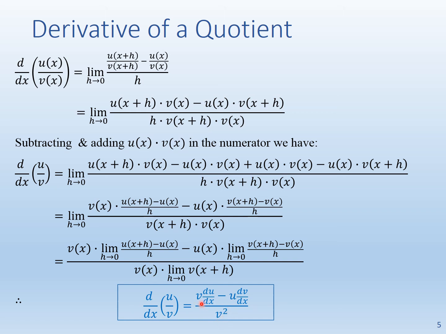So note that the form of this here is that we've got the denominator first and then minus the numerator, and then we've got the derivatives of the other part of that quotient next to them.